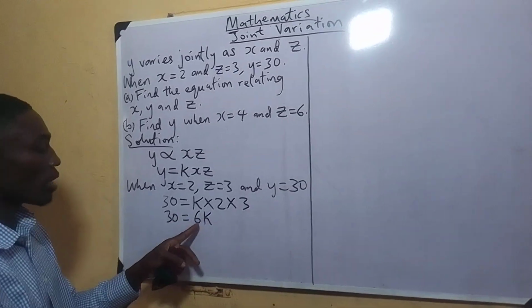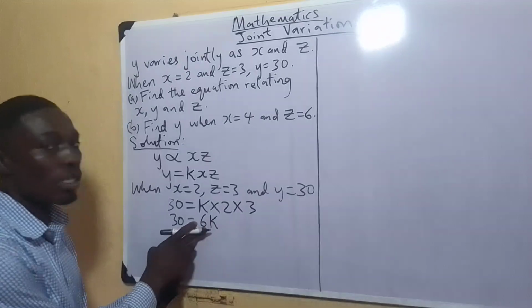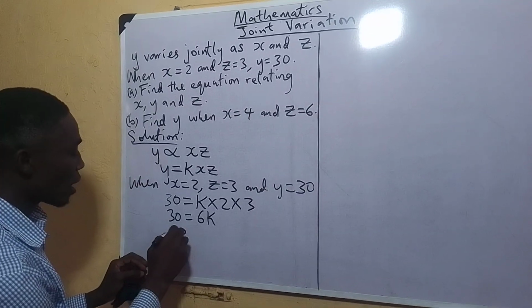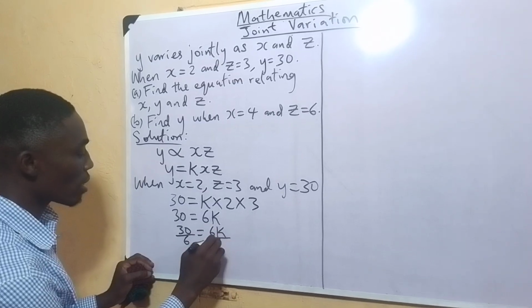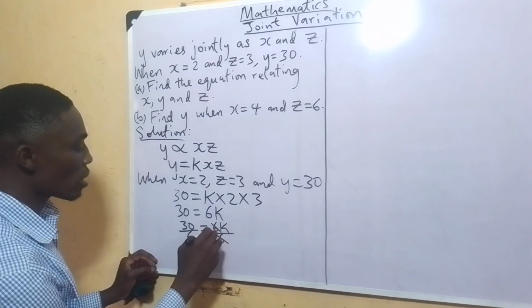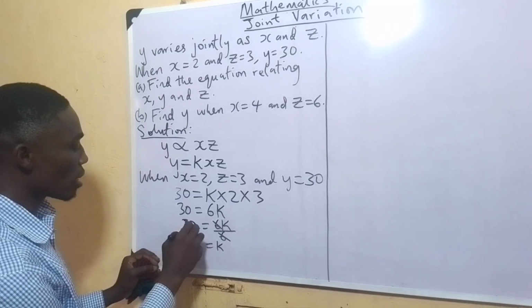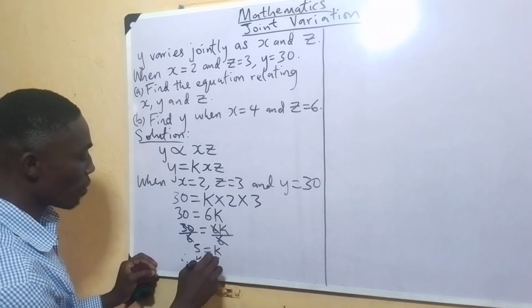So what do you do to make k the subject of the formula? You divide both sides by 6, which is the coefficient of k. So you now have 30 over 6 equal to 6k over 6. 6 will cancel 6, it will remain k. Then 30 divided by 6 will give us 5. Therefore, k is equal to 5.